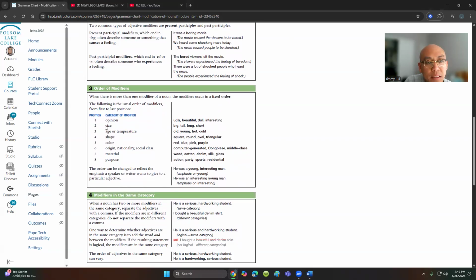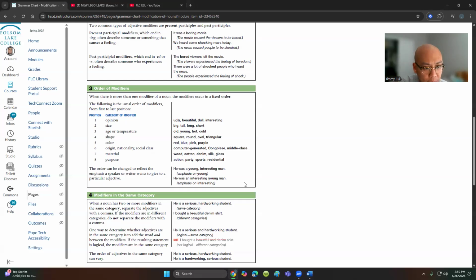So opinion, size, age or temperature, shape, color, origin, nationality, social class, material, and purpose. And so adjectives for each category. Opinion here, we've got ugly, beautiful, dull, interesting. Material, wood, cotton, denim, silk, glass. And so just a correlation here, going from left to right, you'll see different examples of each category.